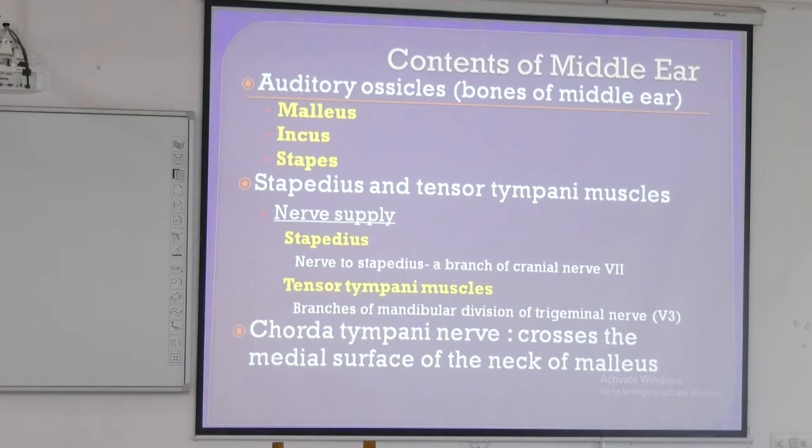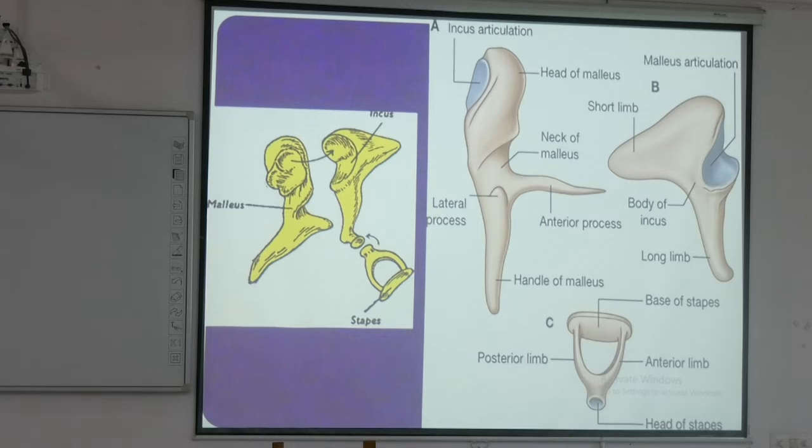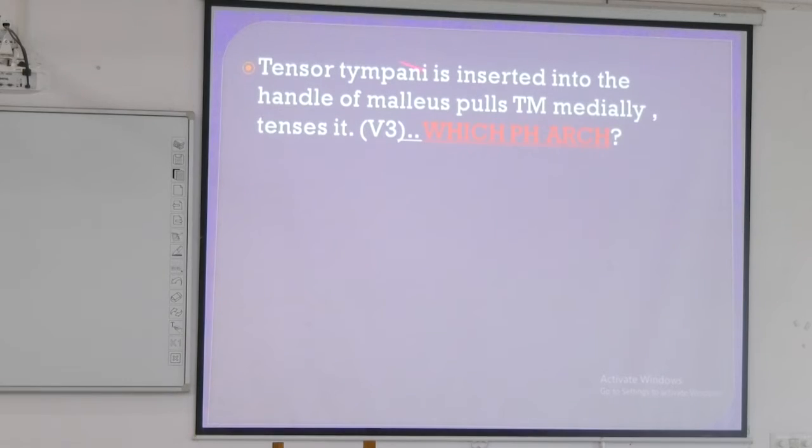Now, what are the attachments of this tensor tympani? This tensor tympani has one attachment on the sphenoid bone and the other on the handle of the malleus. So we have the handle and neck of the malleus over here, and the tensor tympani is attached to the handle of the malleus. Now what are the functions of the tensor tympani? If you split the name, you get the answer. It tenses.